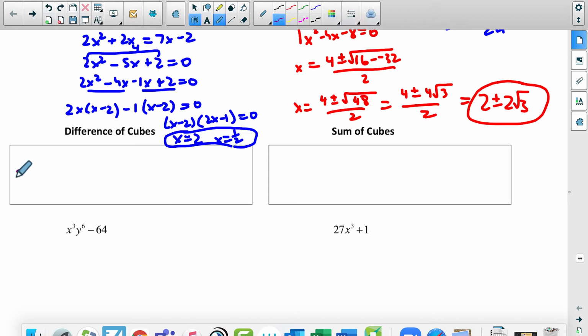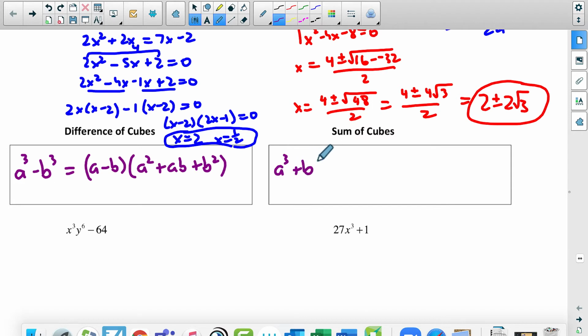Okay, so here we go for difference of cubes. It'd be a cubed minus b cubed. That's the difference of cubes, right? Difference means take away, and these are both cubes. It equals a minus b, and you're going to multiply that by a squared plus ab plus b squared. For sum of cubes, so that would be a cubed plus b cubed, you can factor that into a plus b times a squared minus ab plus b squared. So let's see how it works.